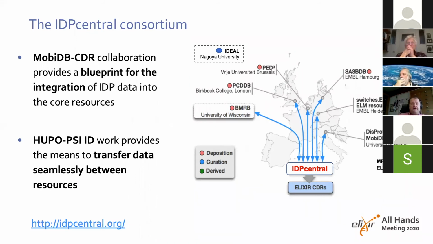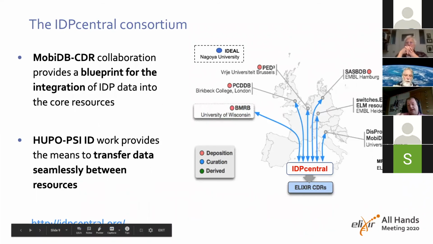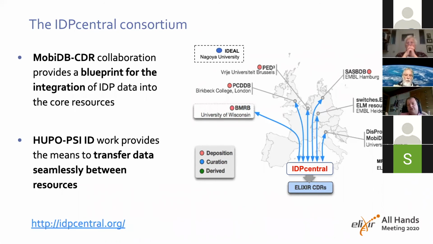So the MobiDB CDR collaboration provides the blueprint for this. And the HUPOPSI ID work provides the means to transfer data seamlessly between the resources. So this will be at the central point where the data will be moved then, or can be moved into the ELIXIR core data resource. On our end, what we need to ensure is that all the databases which are part of the IDPcentral consortium adhere to the MIADI standard and implement it in a way that we can easily exchange the data. So next slide, please.